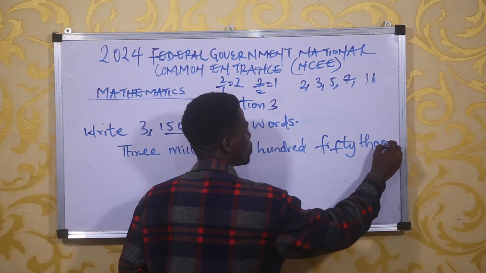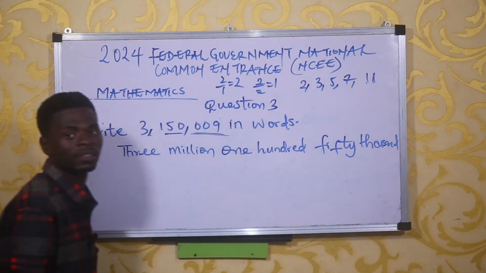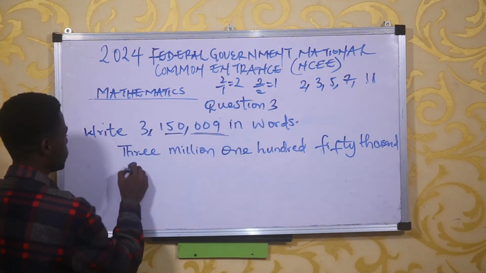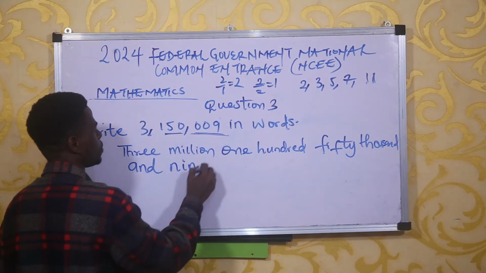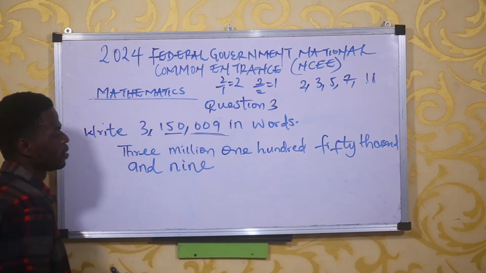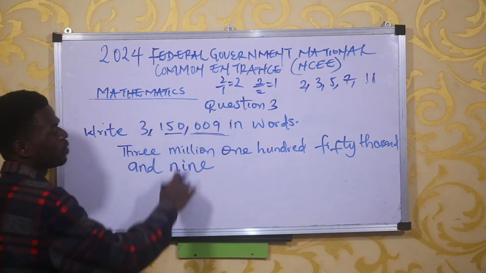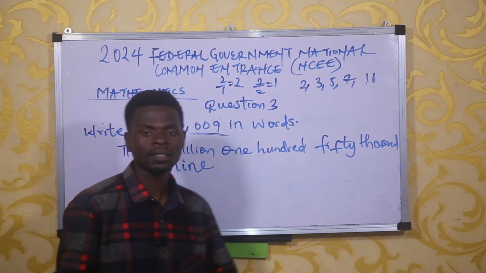Take note of that. 150,000 and 9. So that's our answer. So this is 3,150,000 and 9. Thank you very much.